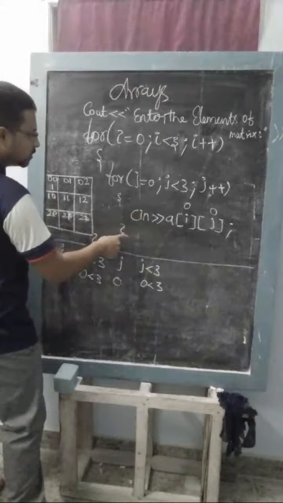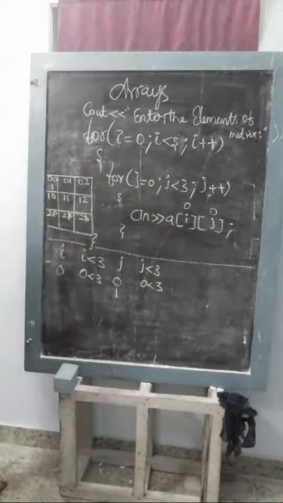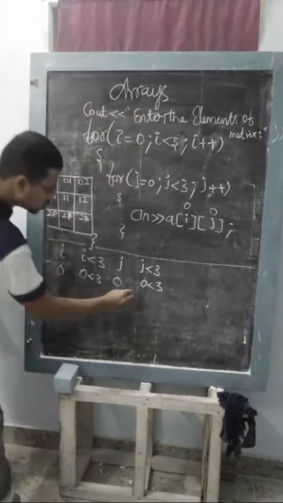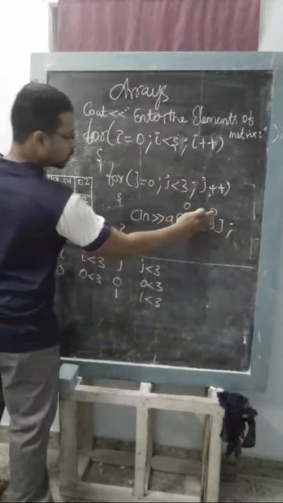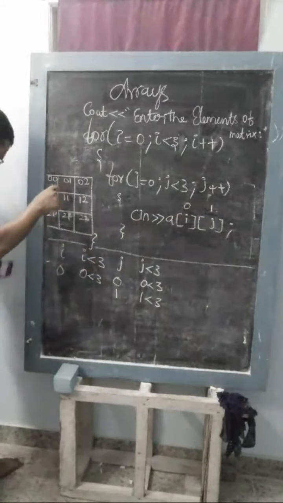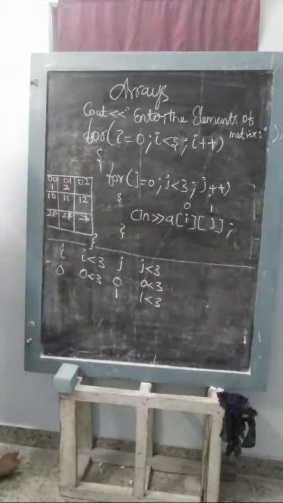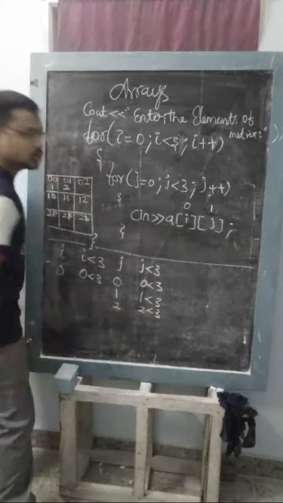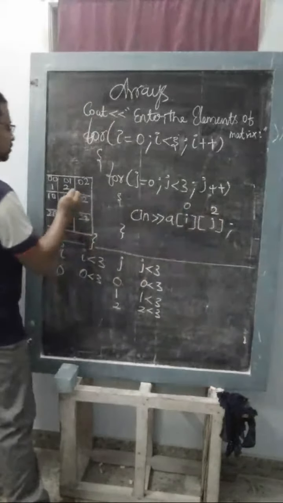Then J will be updated to 1. Once J fails, I will be updated. So 1 less than 3, the condition is true. I is 0 and J is 1, so the second value will be stored in position 0, 1. I am just writing 2; you can give whatever value. Then J will be updated to 2, less than 3, the condition is true. I is 0 and J is 2, so at position 0, 2 the value 3 will be stored.